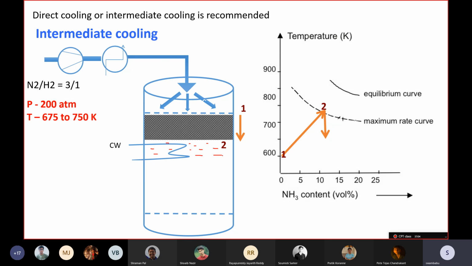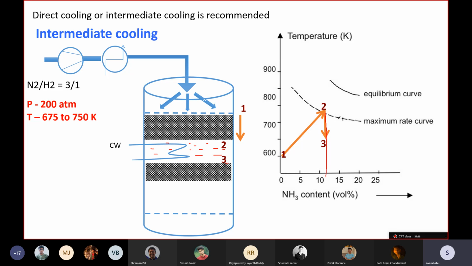Once you cool down, the temperature drops again. Then we can introduce it into the packed bed reactor again. Why are we introducing it? Because reaction happens only on the catalyst surface. If no catalyst is present, no reaction will happen. So again we introduce it into the next bed. That's why from 0.2 to 0.3, the conversion is the same.